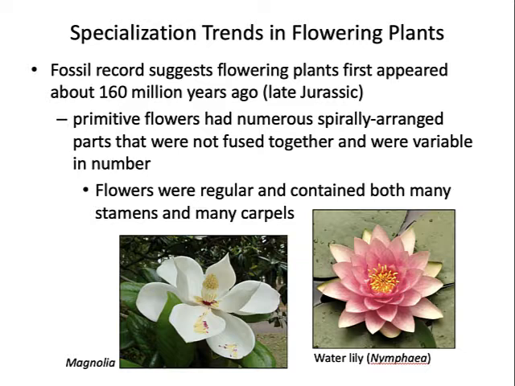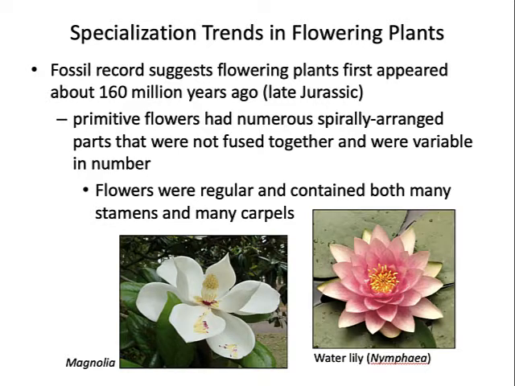The fossil record suggests that flowering plants first appeared about 160 million years ago. So this is what we refer to as the late Jurassic period. Now, based on the fossil record, we believe that primitive flowers had numerous spirally arranged parts that were not fused together and were highly variable in number.